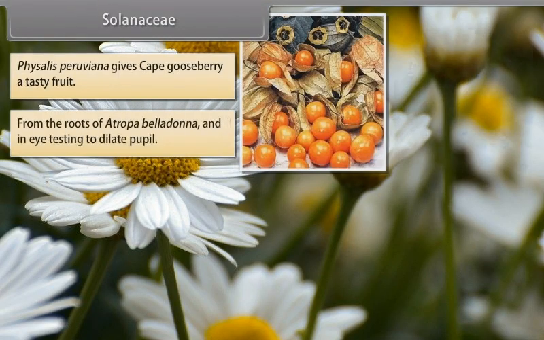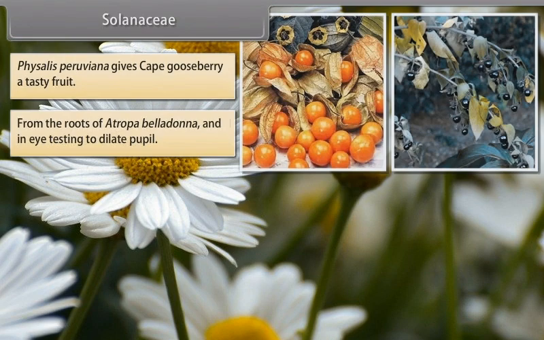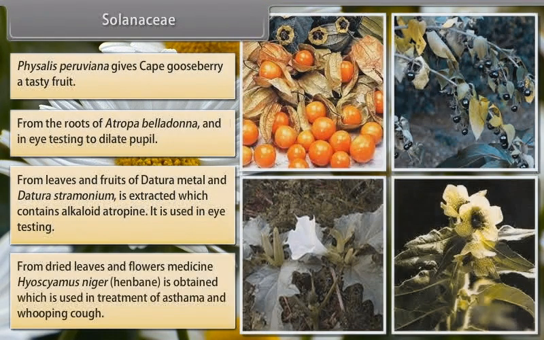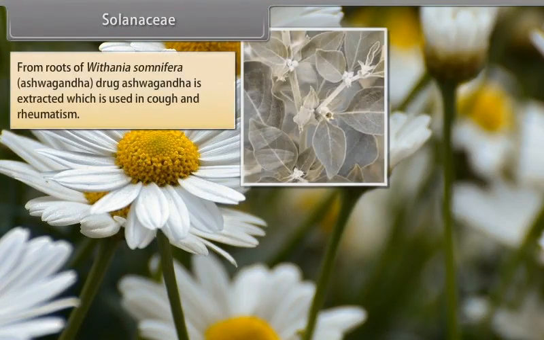From the roots of Atropa belladonna, atropine is extracted, used in eye testing to dilate the pupil. From leaves and fruits of Datura metel and Datura stramonium, the alkaloid atropine is extracted. It is used in eye testing. From dried leaves and flowers of Hyoscyamus niger, henbane, medicine is obtained, which is used in treatment of asthma and whooping cough. From roots of Withania somnifera, ashwagandha, the drug ashwagandha is extracted, which is used in cough and rheumatism.